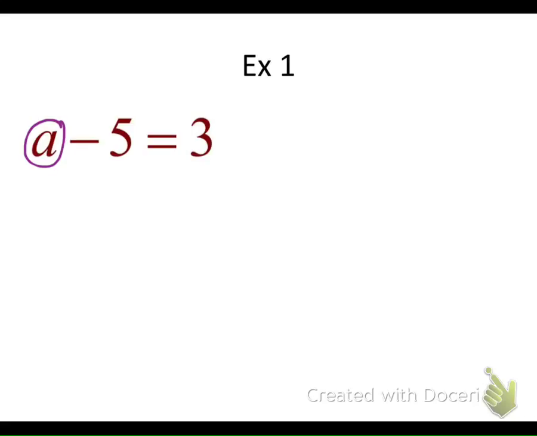Now we also talked about the golden rule. The golden rule is whatever we do to one side of the equation, we do to the other side. Now somebody told me we determine what side of the equation is based on the equal sign. So what I'm going to do with that equal sign is draw a line down. That shows that my equation is separated. So I have a left side and a right side.